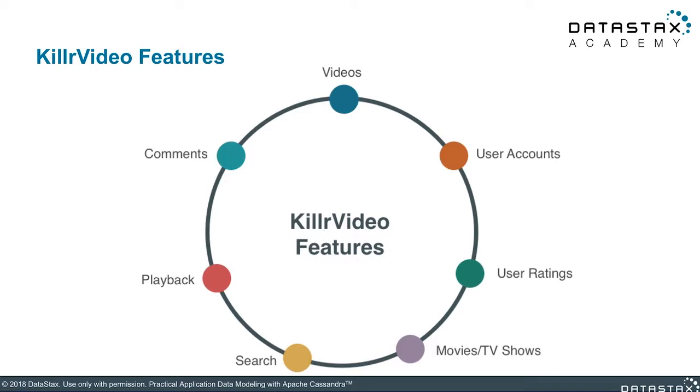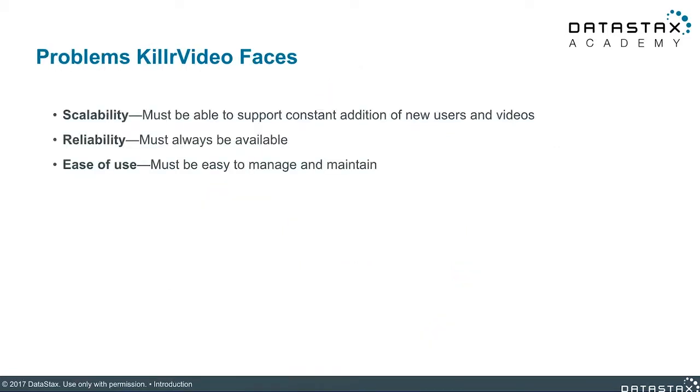Some of the challenges that KillrVideo faces as a very successful application include the following. First, it needs to scale to support fast reads and writes even as more users and more content are added. At the same time, users expect the application to be highly available, and the development team wants the application to be easy to manage and maintain. So, how will our data modeling choices affect those outcomes?